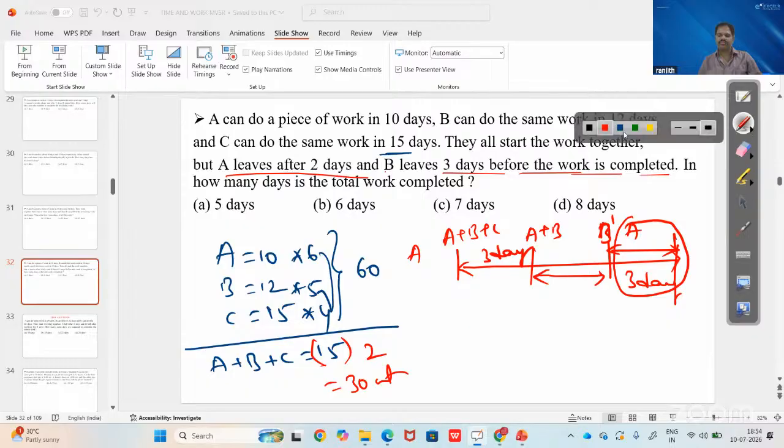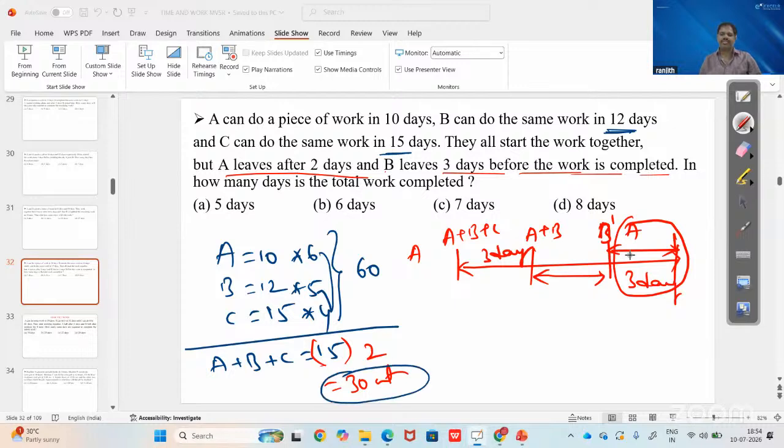Just look at here. So initial 2 days, 30 units of work is completed. Last 3 days only A is doing. What is the 1 day work of A? 6. 3 days equal to 6 into 3 is equal to 18.